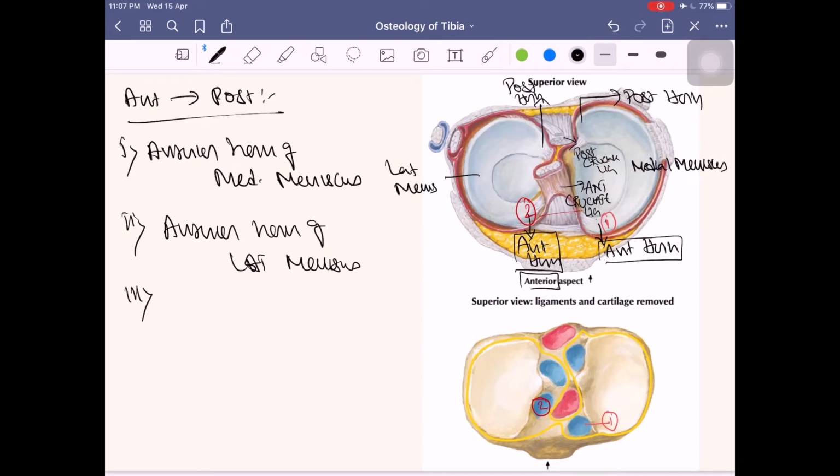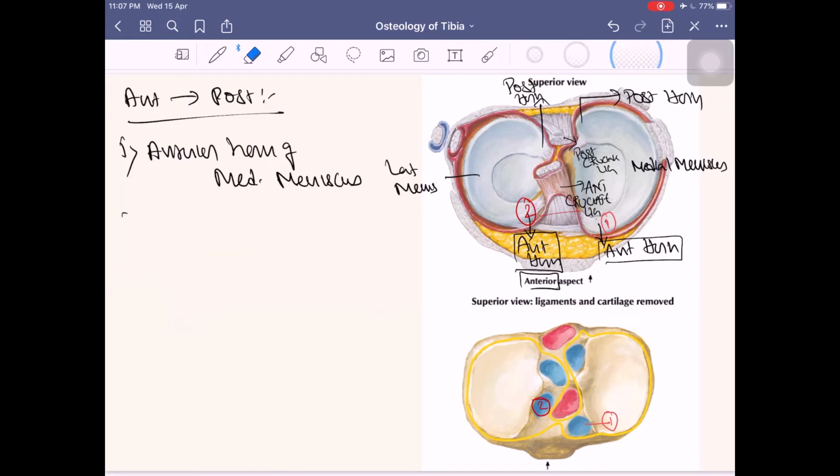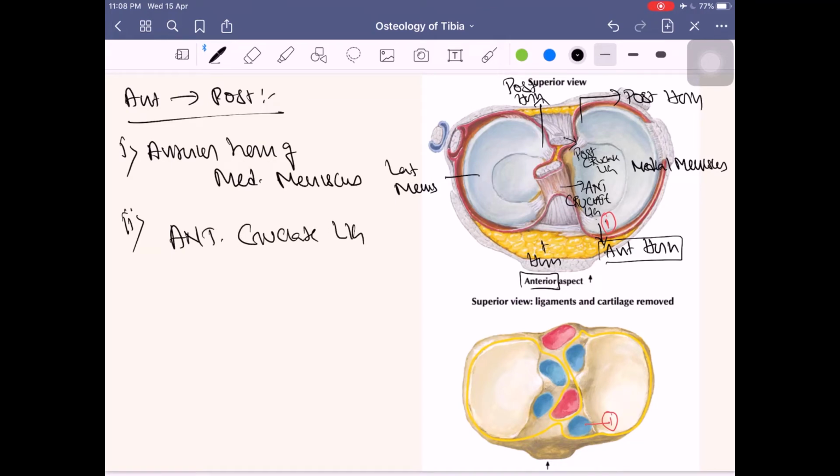Then number 3, here it is a cruciate ligament, sorry, anterior cruciate. Okay, so this is your cruciate ligament, number 2. So anterior cruciate ligament, this one is your anterior cruciate ligament, number 2, second in line.